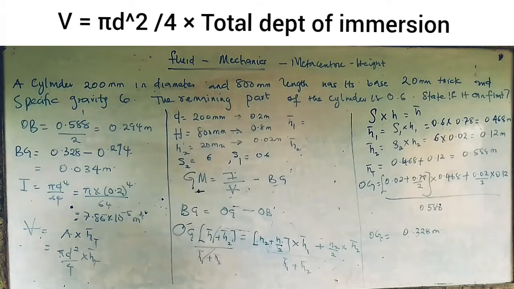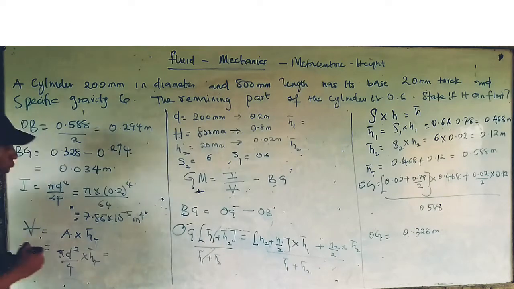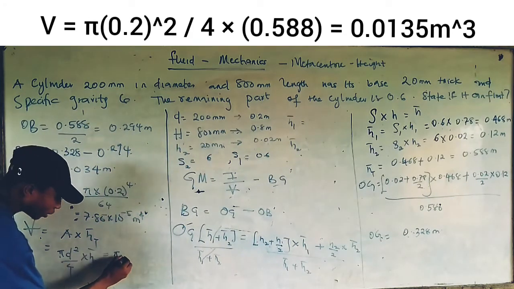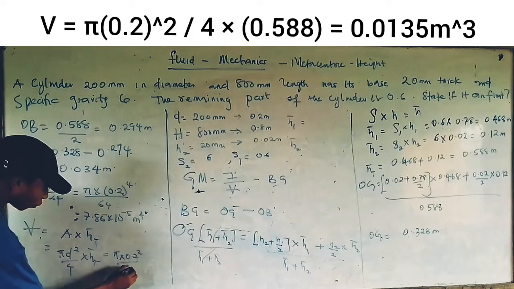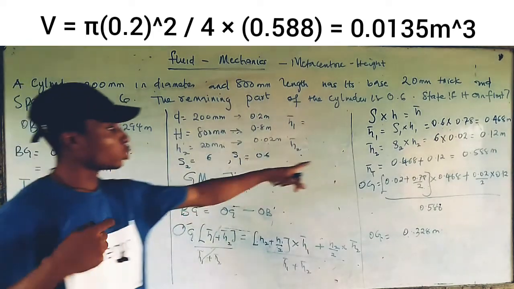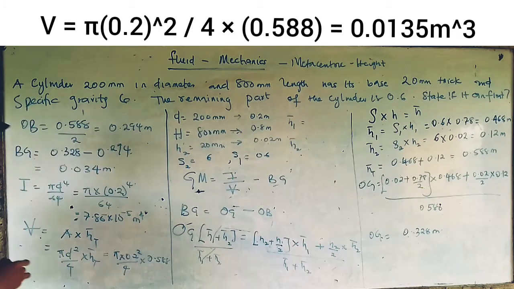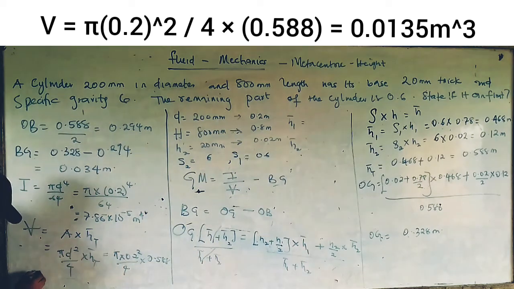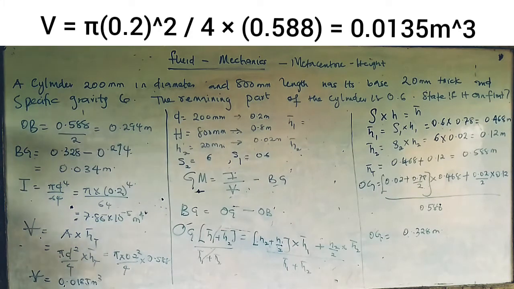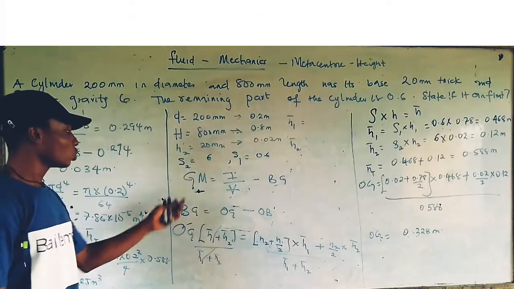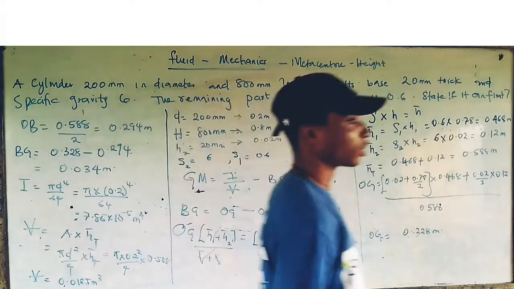So pi d raised to power 2 divided by 4. We have the diameter, which is given as 0.2. We have pi times 0.2 raised to power 2 divided by 4 times the total depth of immersion, which is 0.588. So the volume of water displaced is 0.0135 meter raised to power 3. That is 0.0135 meter cube. So we have successfully calculated all the parameters we need to get the metacentric height. So let's calculate the metacentric height.